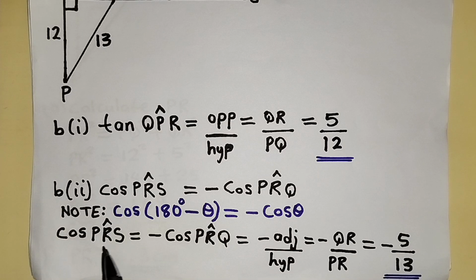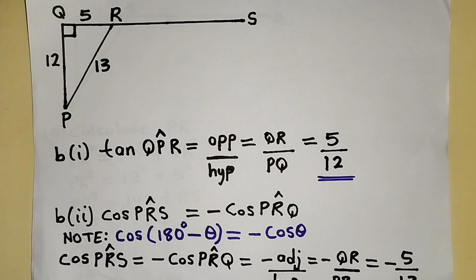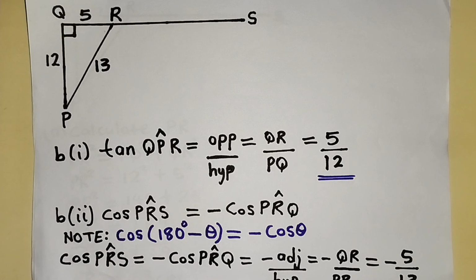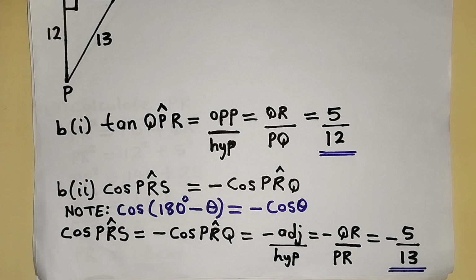So cos PRS equals minus cos PRQ, okay, where for cos PRQ you are now considering this angle here inside the right-angled triangle. So my cos PRS is equal to minus cos PRQ, which is minus adjacent side over hypotenuse, which is QR over PR, which is minus 5 over 13. Okay, so that will be the value of cos PRS.